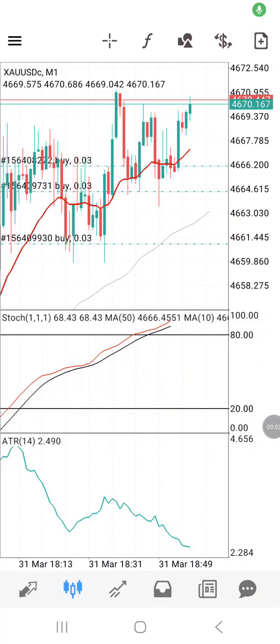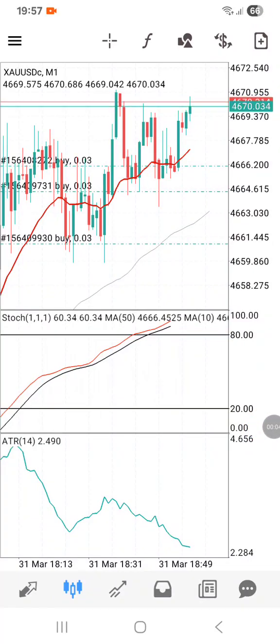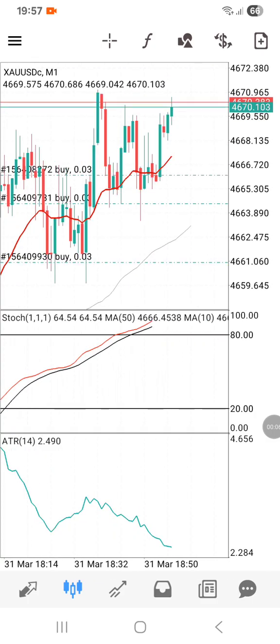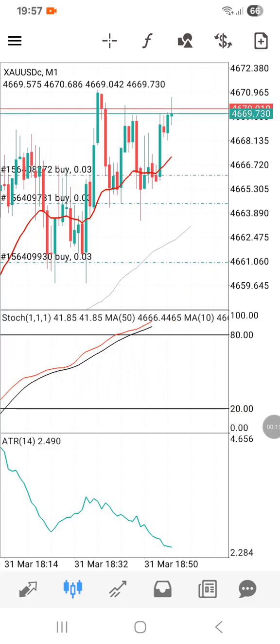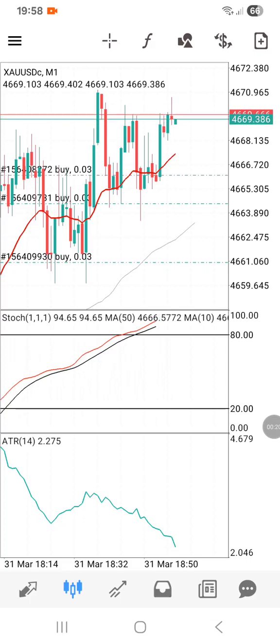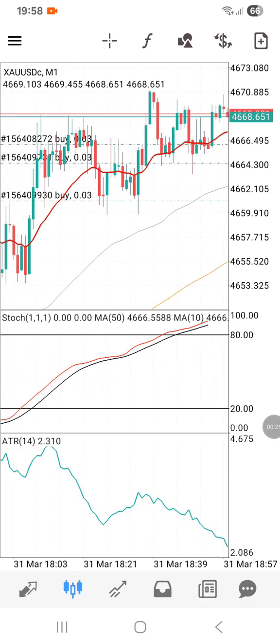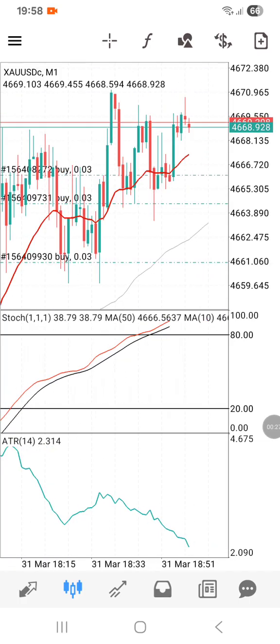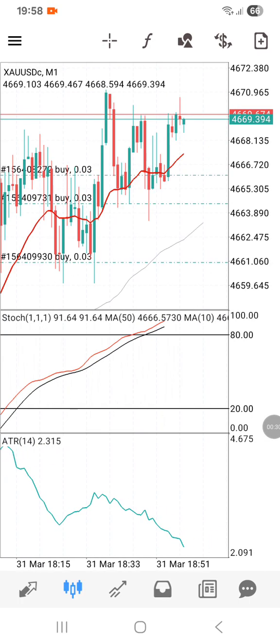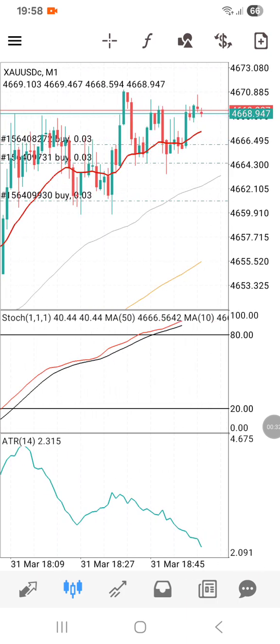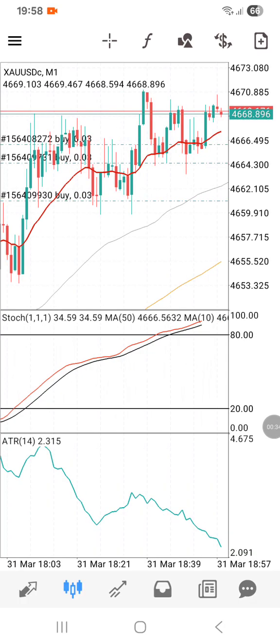Hello guys, today we'll be looking at how we can use moving averages and some indicators on the mobile device on MT4 to trade gold on the lower time frame, like 1 minute time frame. I'm on 1 minute time frame and I'm using moving averages. I'm using stochastic oscillator, and I'm also using ATR indicator.